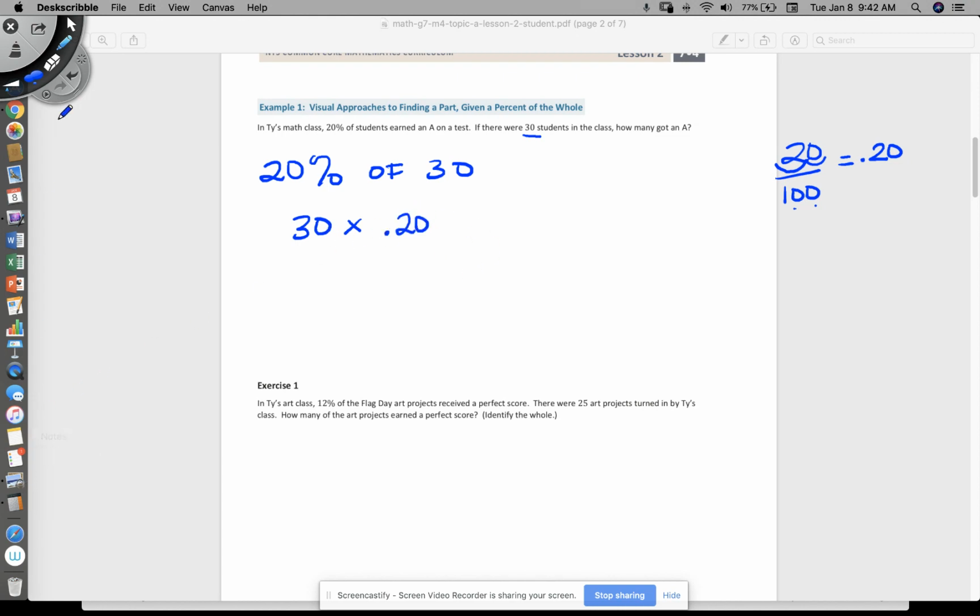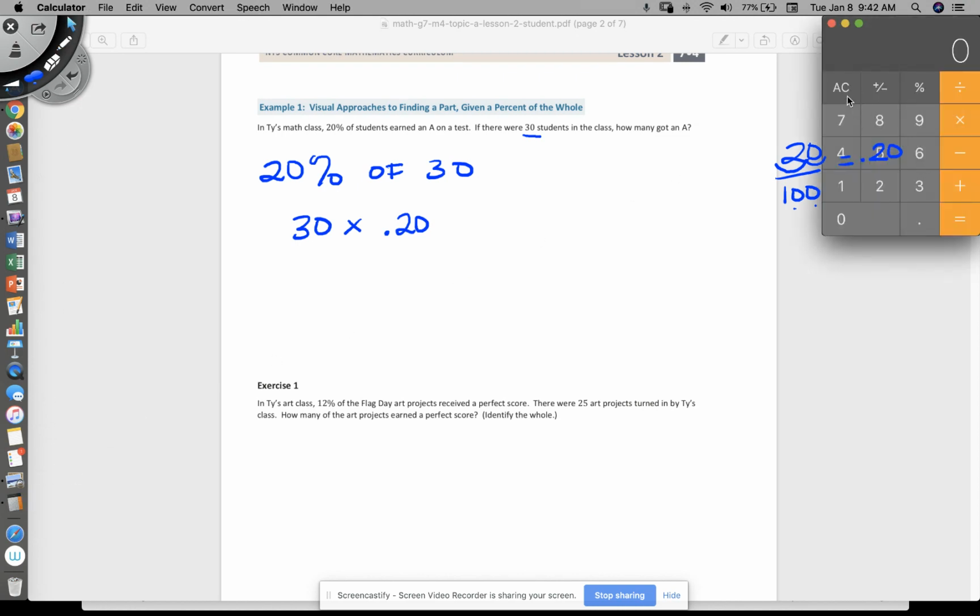So if I multiply those together, now you might want to use your calculator. So we're going to say 30 times decimal 20, and I get 6. So 6 students got an A.